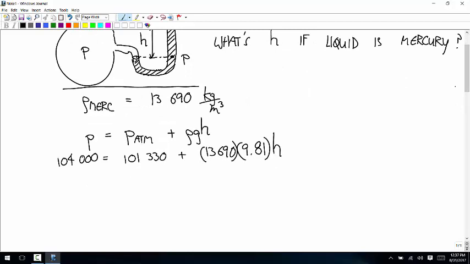So what do we have? 2,670 is equal to 13,690 times 9.81 H. Don't help me. And so what do you get for H? Okay, H is equal to 0.02 meters, 2 centimeters.